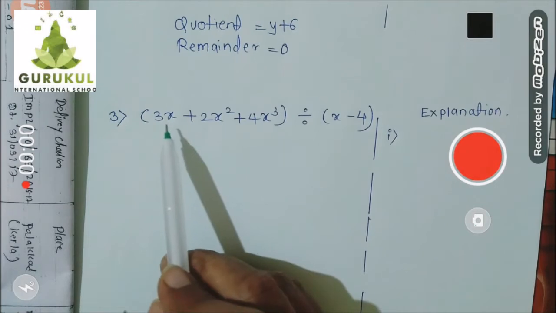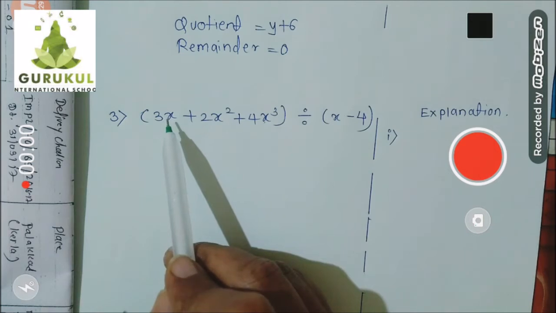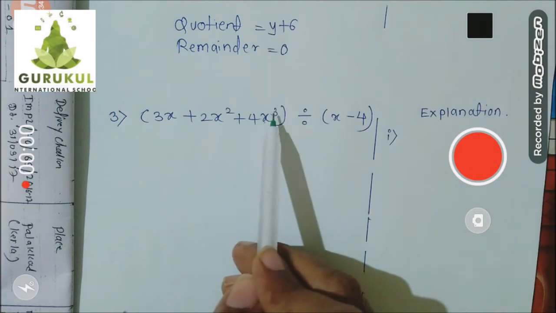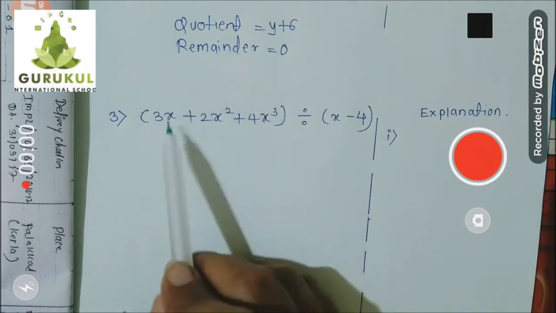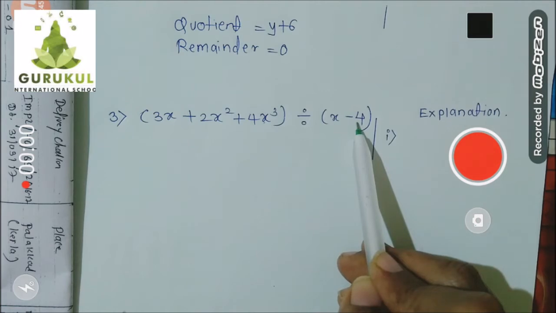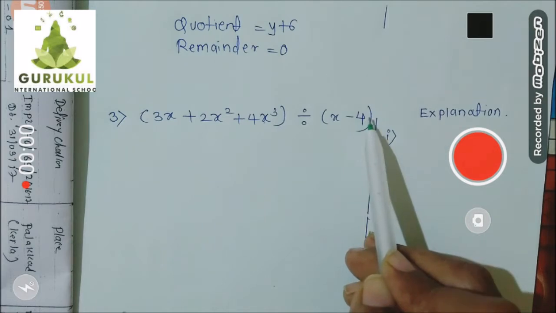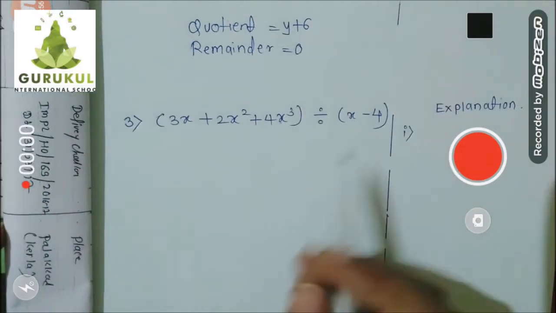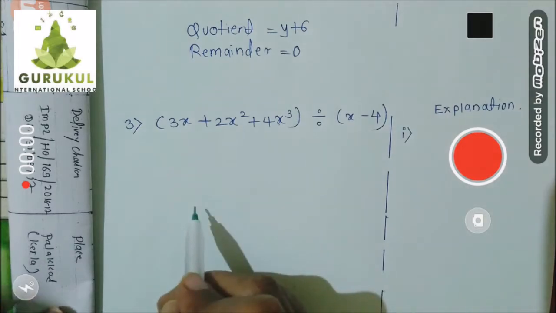First step is what? We check whether they are arranged in descending order of power or not. Now if you see, this is x raised to 1, x raised to 2, x raised to 3. Are they arranged in descending order of power? No. So first we have to arrange it and then take it for division. Same thing you have to check over here. Are they arranged in descending order of power? This one is yes. This is x raised to 1 and constant number means x raised to 0. So 1, 0, yes, they are arranged in descending order of power. But this one is not. So let's first of all arrange it and then take it for division.